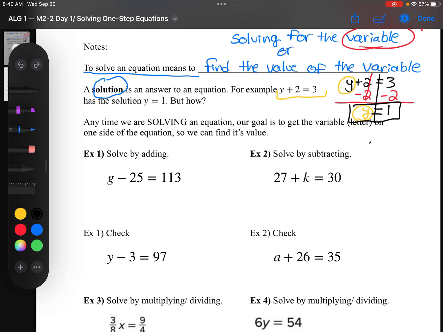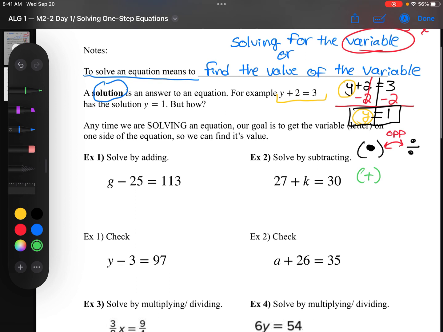So if I have multiplication, the opposite or the inverse of multiplication is division. Okay? So these two are opposites, so they would cancel each other out, all right? So if I'm adding something, the opposite of adding is subtracting, okay? So these would be opposites in their own respects as well.